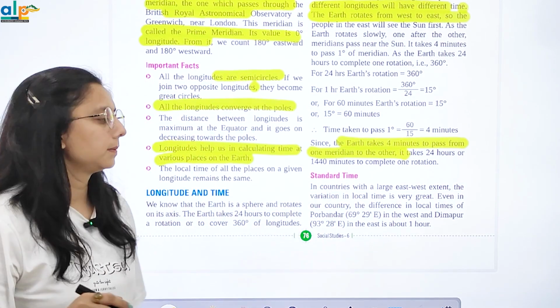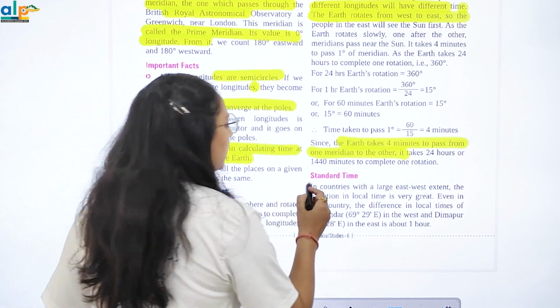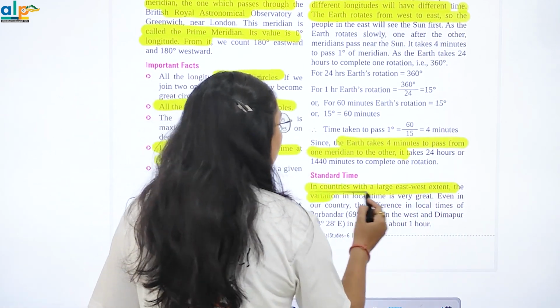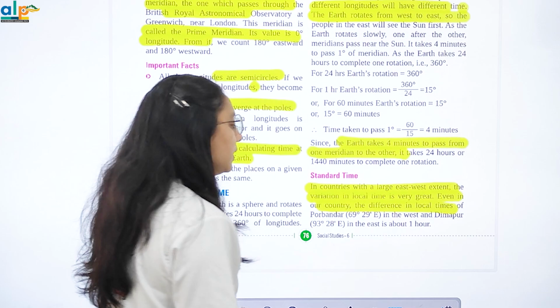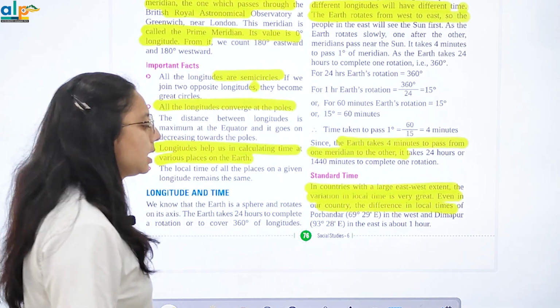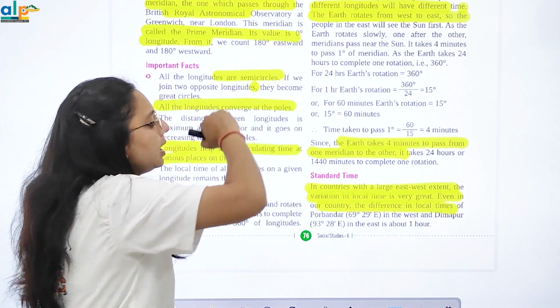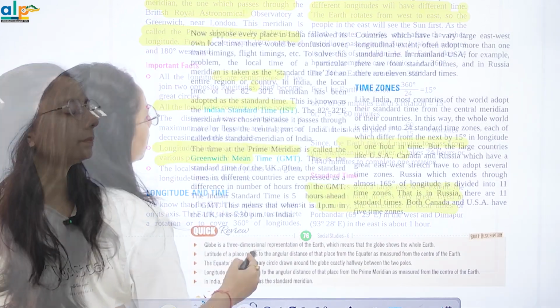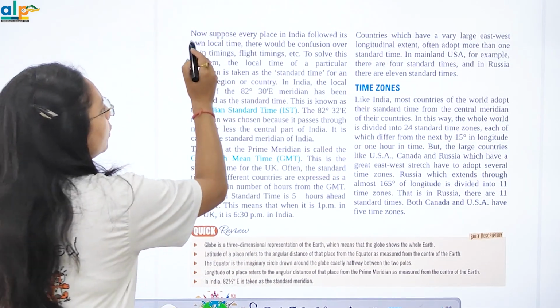Standard time. So in countries with large east-west extent there is variation, even in our country. The difference in local time between Porbandar in the west and Dimapur in the east, how much is it? About 1 hour.